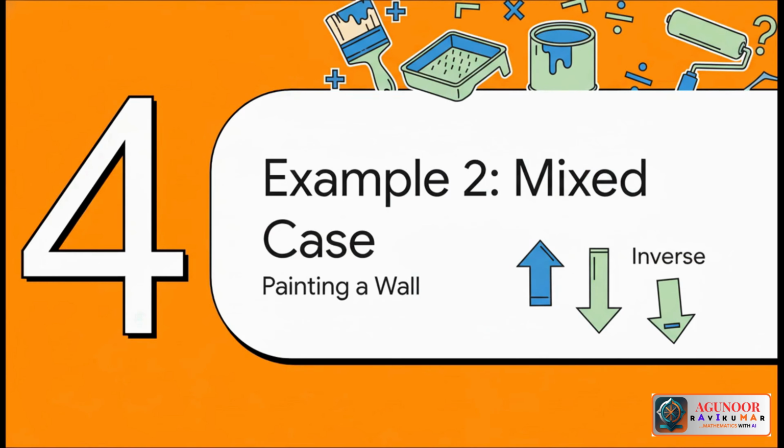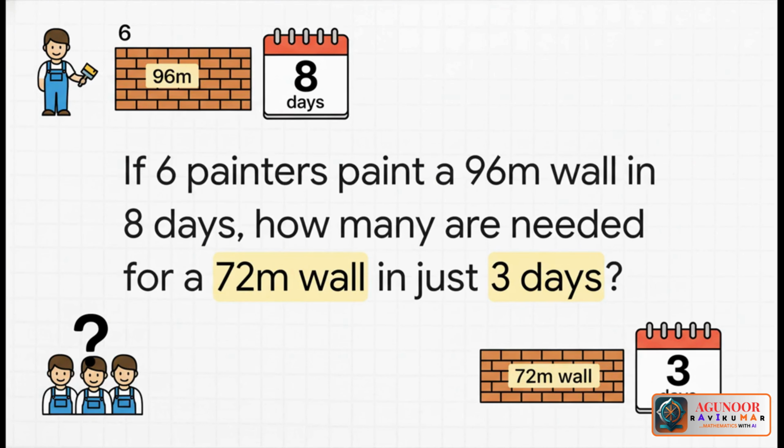Excellent. Now that we've seen how a direct case works, let's try a more common and maybe slightly trickier example. This is a mixed case with both direct and inverse relationships. In this problem, the unknown that we need to find is the number of painters, and the other things that are changing are the length of the wall and the number of days they have to get the job done.